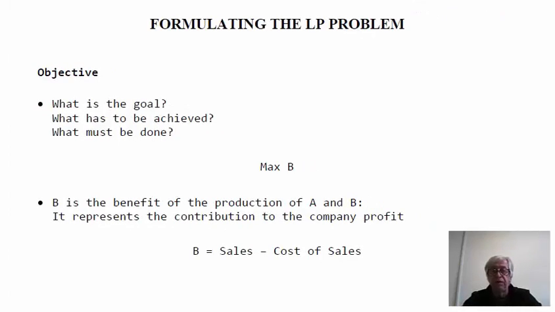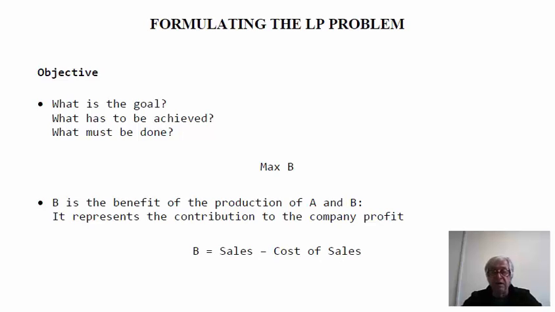The formulation of the linear programming problem involves 3 steps. In the first step, we start by identifying the objective of the problem. And to do that, we start to make questions like what is the goal, what we must achieve, what should we do.